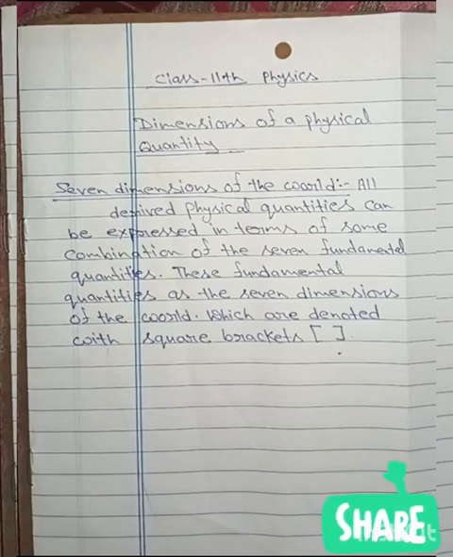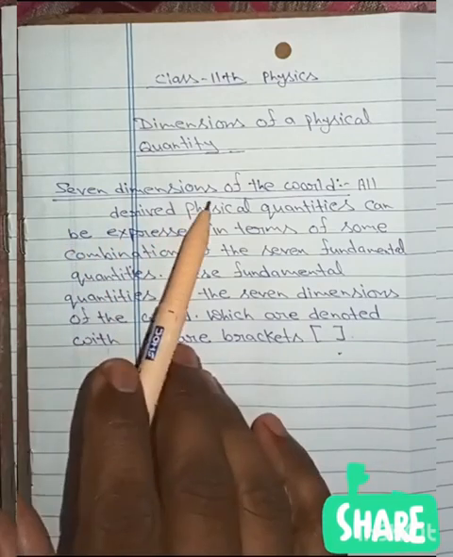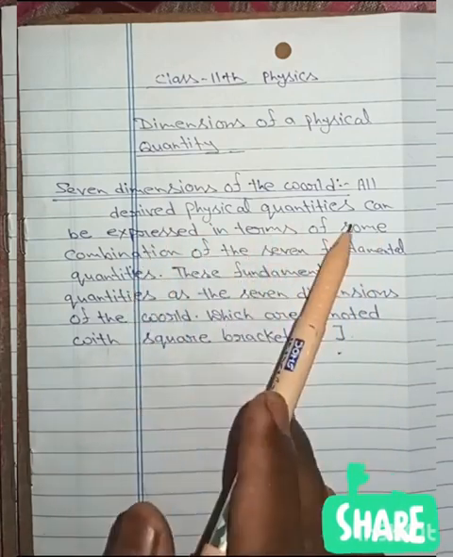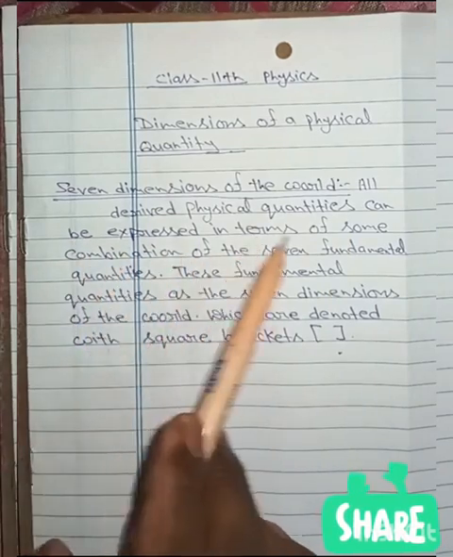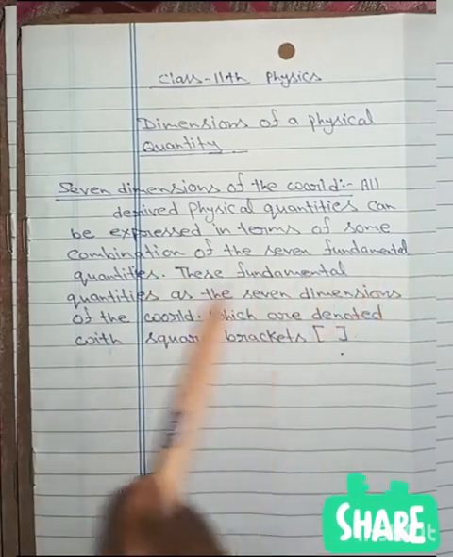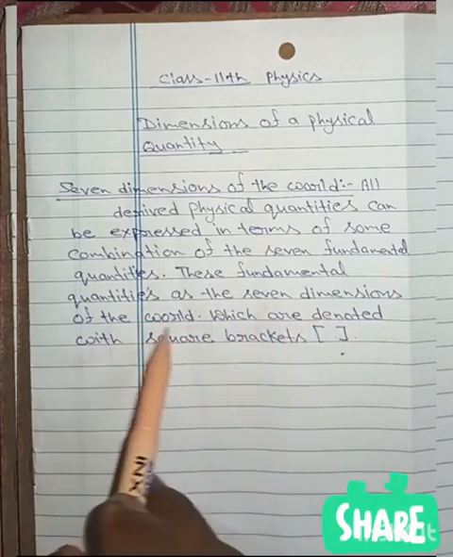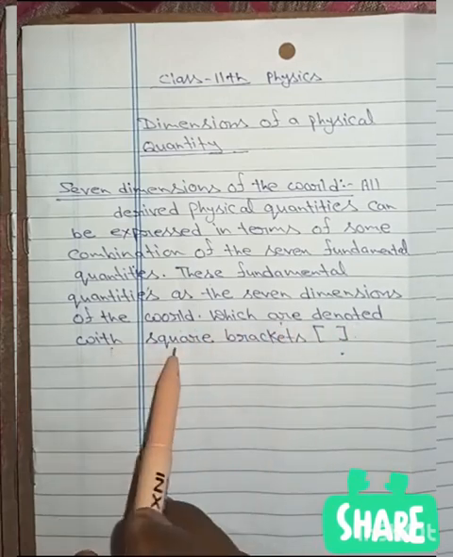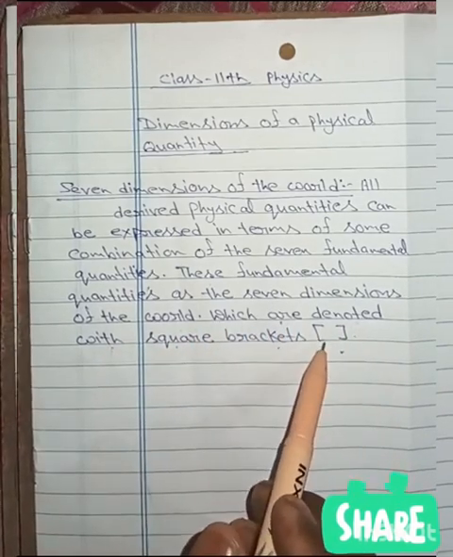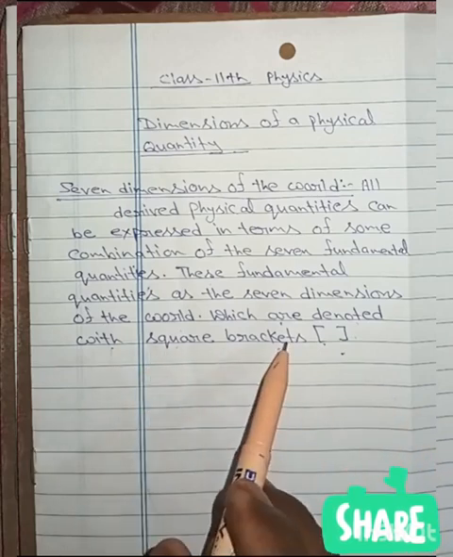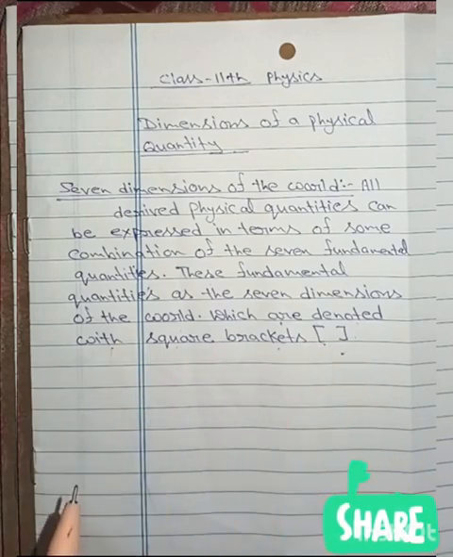Now we come to our point, dimensions of physical quantity, and the seven dimensions of the world. As I have written here, all derived physical quantities can be expressed in terms of some combination of seven fundamental quantities. These fundamental quantities are the seven dimensions of the world, which are denoted with square brackets. So dimensions of physical quantities are always denoted in a square bracket.